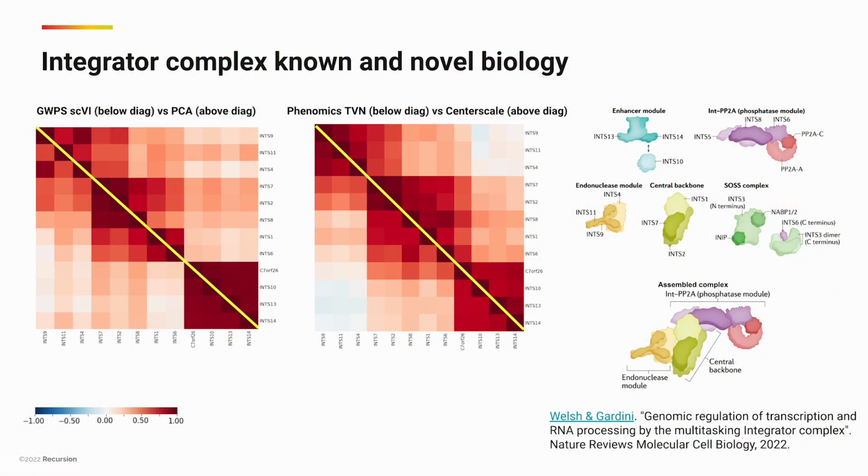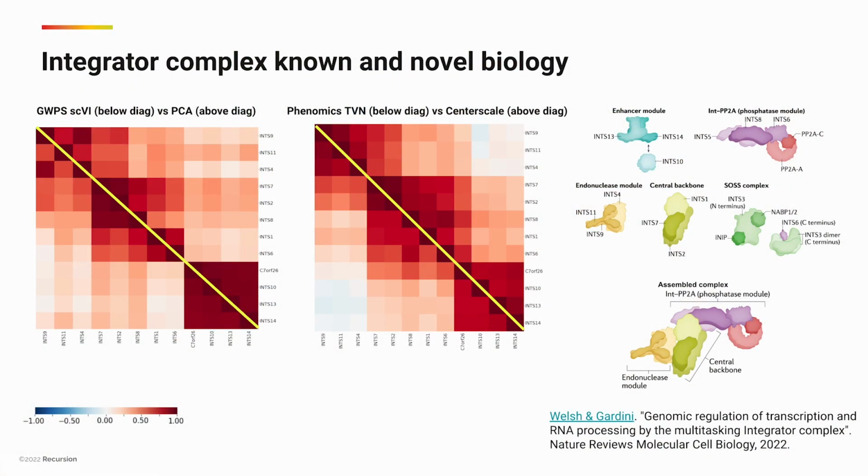As another example of the known and novel biology identified by the benchmarked pipelines, we examined the cosine similarity structure for the integrator complex, which was also explored in the genome-wide perturb-seq paper. Here we look at two split heat maps, one for the transcriptomic maps and one for the phenomic maps we built. On the left heat map, above the diagonal are relationships from the PCA pipeline, and below the diagonal are the ones from the SCVI pipeline. And on the right heat map, above the diagonal are relationships from the center scale pipeline, and below the diagonal are the ones from the TVN pipeline. The known structure of the integrator complex is presented on the right.